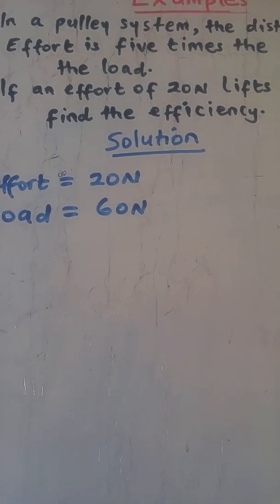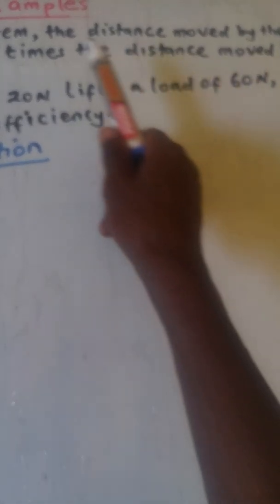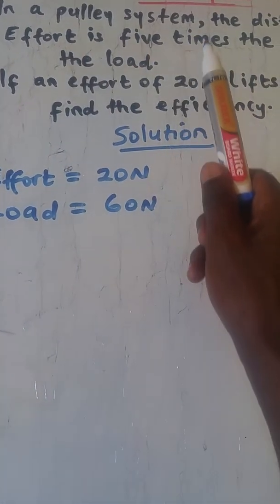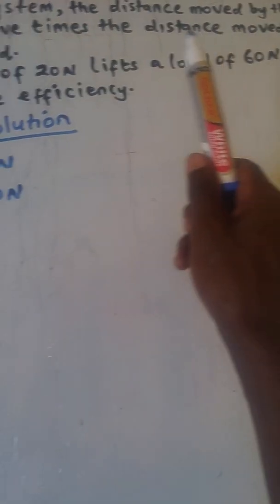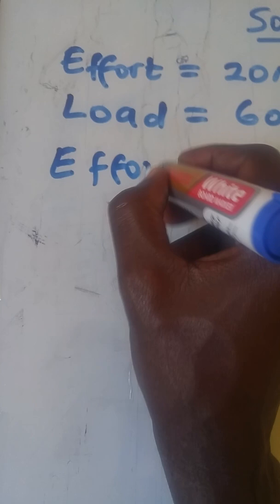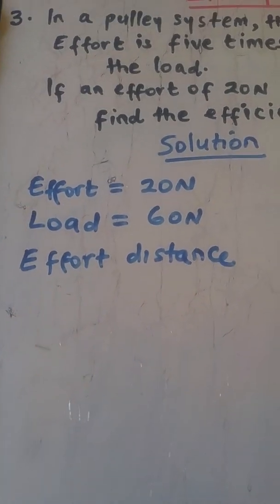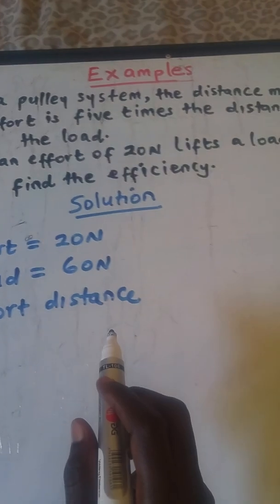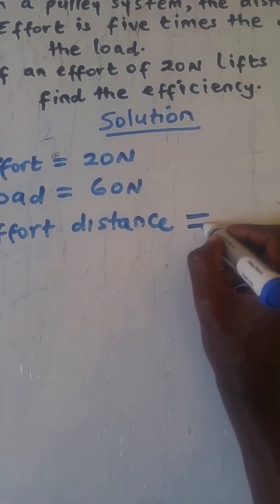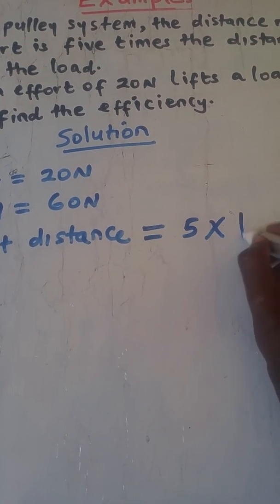Remember, they want efficiency. Were we given the distance moved by the effort and distance moved by the load? Let us interpret this statement. The distance moved by the effort is 5 times the distance moved by the load. So the effort distance is not given, the load distance is not given, but the statement says the distance moved by the effort is equal to 5 times the distance moved by the load.